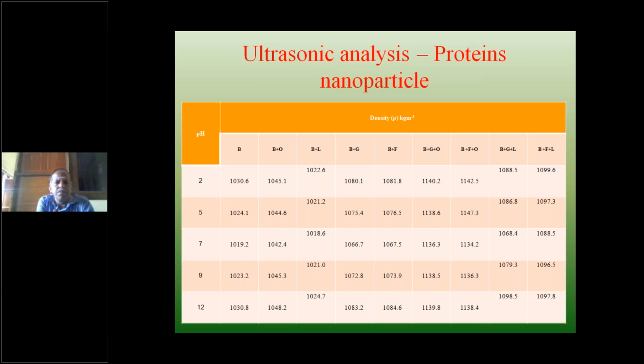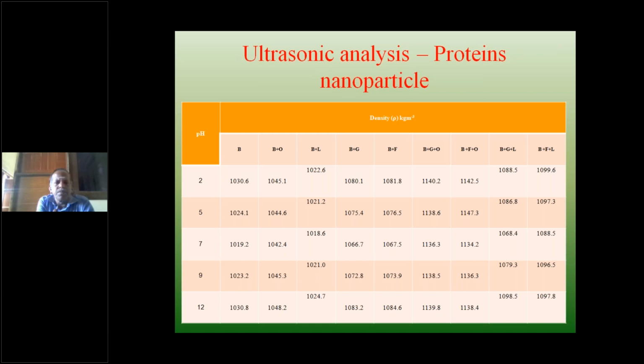And then adding with the glucose. Suppose you compare the B plus O with the B plus O plus G and the B plus O plus F, values are found to be improving. That indicates the system is approaching towards a native state if fructose or glucose is added.